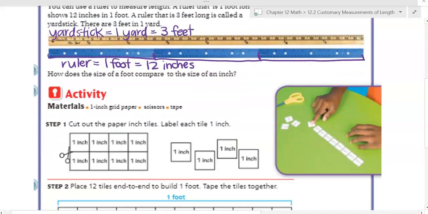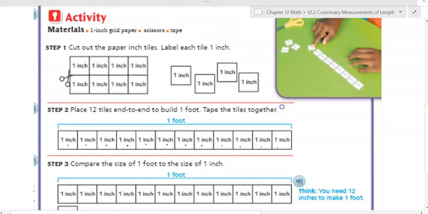All right, so let's look at our question. How does the size of a foot compare to the size of an inch? Now, I don't have any numbers in here, but I do have some important keywords. I have the word inch and the word foot. I also have the word compare, which is telling me what I'm going to do. I'm going to find out how they're different.